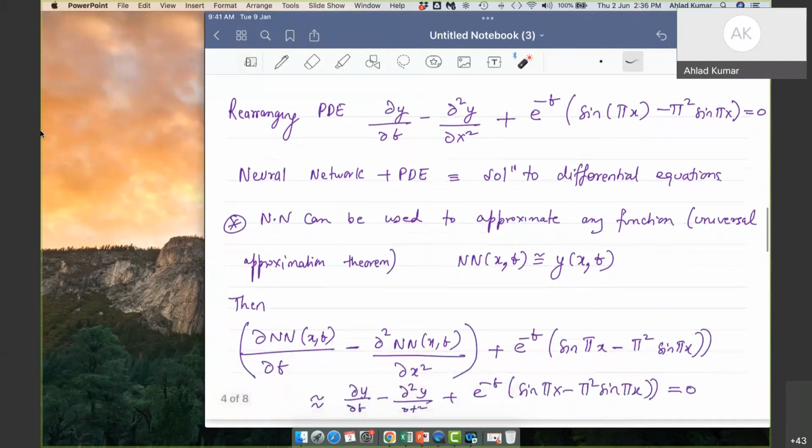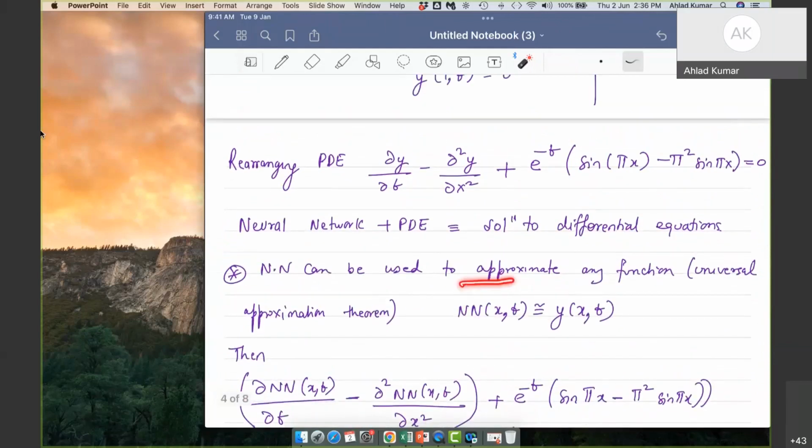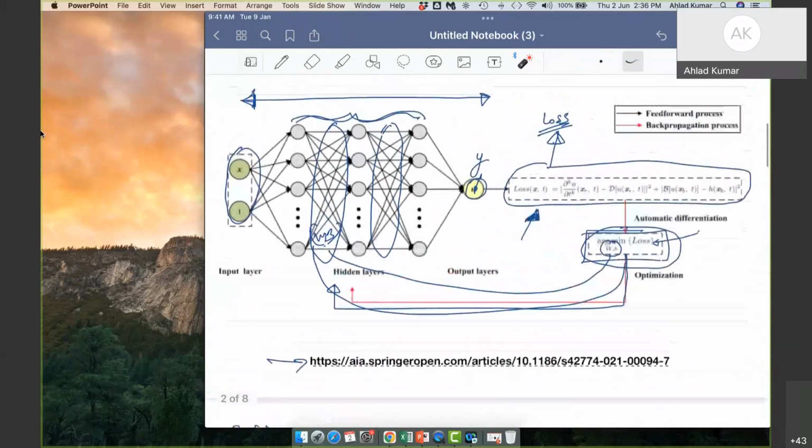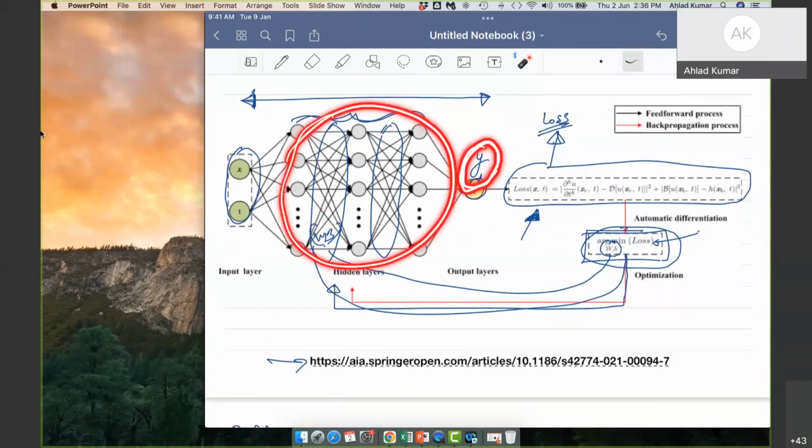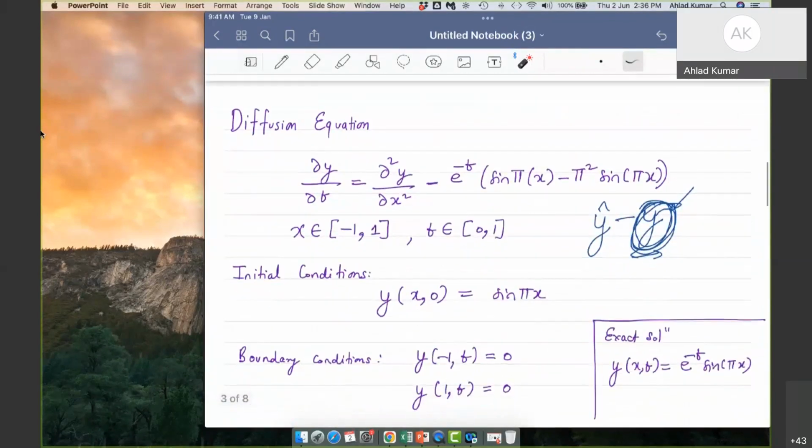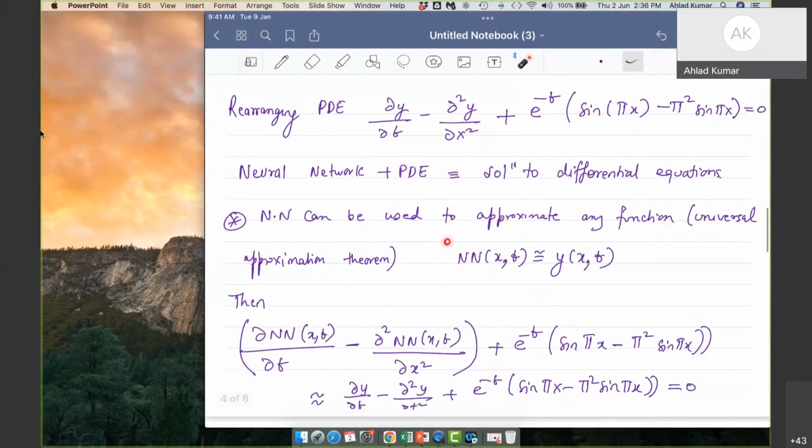Now we will use neural networks to approximate, using the universal approximation theorem, the output y(x,t), which is this one. What I am saying is that the neural network over here will approximate this output y(x,t), which is nothing but the solution of this differential equation. So using the universal approximation belief, we are saying that the network's answer will be very close to the output of the differential equation y(x,t).